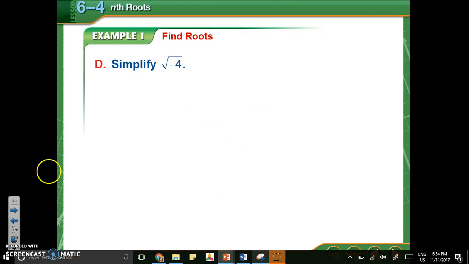All right, let's look at this one. This is a throwback to chapter 4 as well. There are no real roots here because it's a square root of a negative number, right?